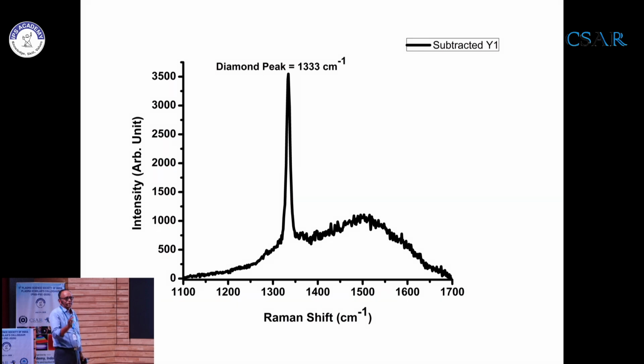And if there was graphite, then at 1575 or 1580 cm⁻¹, you should have a peak of very high magnitude, because Raman scattering efficiency of sp2 bonded carbon is 500 times that of sp3 bonded carbon, which is diamond. So even if there are traces, that peak will be dominating, and you would not see even the diamond peak. But it is not seen. So we have truly deposited the diamond.